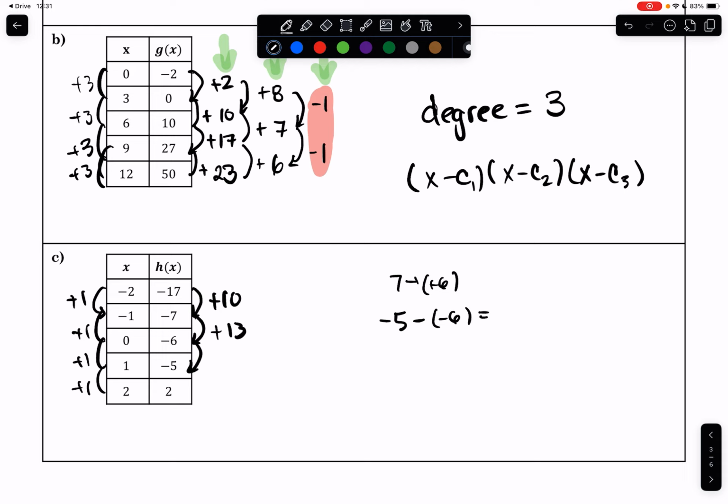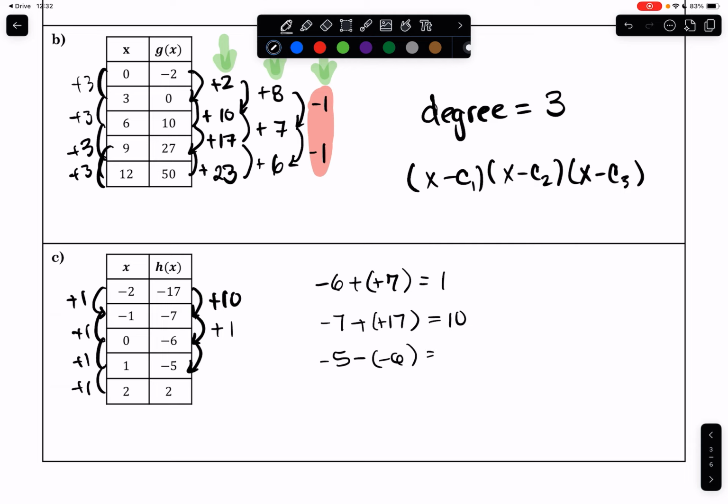Oh, no, this was negative. I did this one backwards, my bad. -6 minus -7. That's an increase of 1. -7 minus -17. Yes, that was 10. -5 minus -6. That's also going to be 1. And 2 minus -5. That's going to be 7. So this increases by 7.